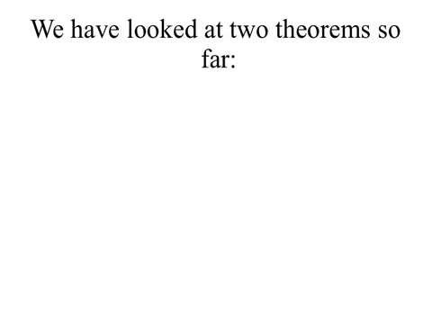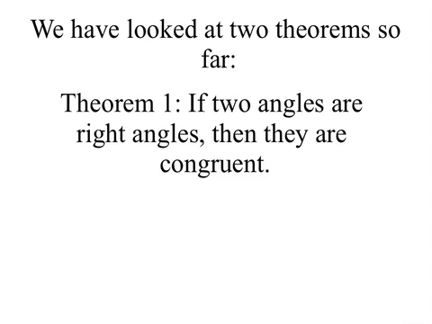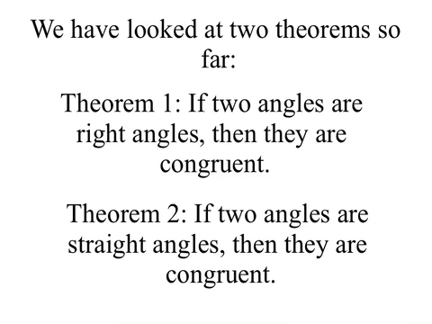We have looked at two theorems so far. Theorem 1: if two angles are right angles, then they are congruent. And Theorem 2: if two angles are straight angles, then they are congruent. And of course, a theorem can be proved, and in a previous lesson we showed proofs of each one of these theorems.